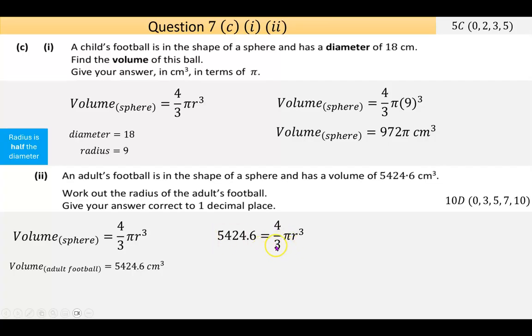Now the first thing I'm doing, I'm doing two things. If this 3 is divided on the right, it'll be multiplied on the left. This 4 is multiplied on the right, it'll be divided on the left. So they just swap over going across. I've taken a few liberties there in terms of the algebra.